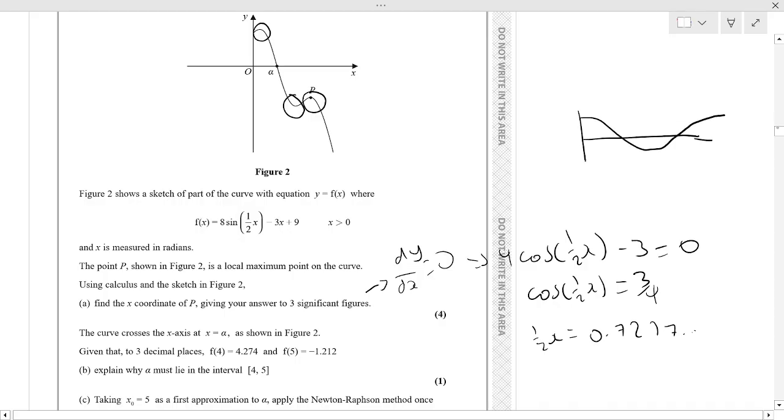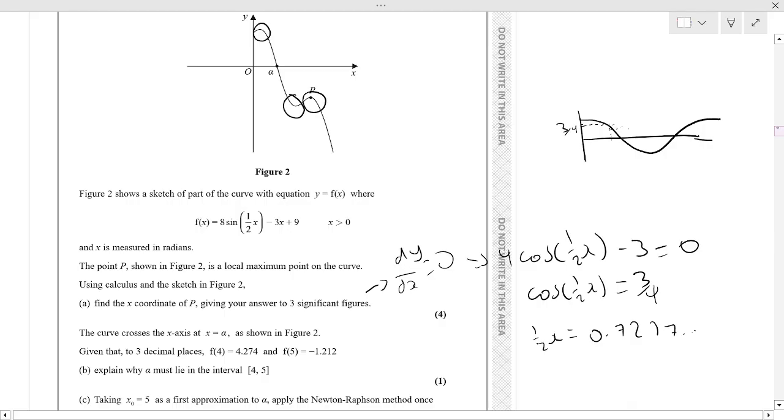There we go, something like that. So 3 over 4 would be about there. It would be about there. So then the x coordinate wasn't, no, well, twice of that.